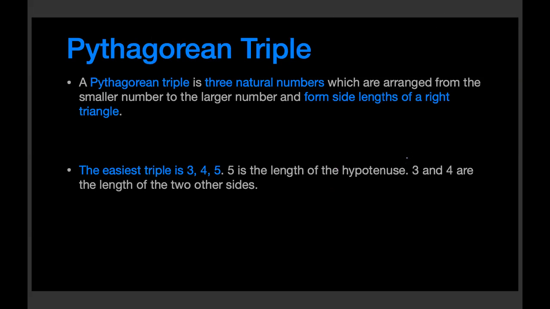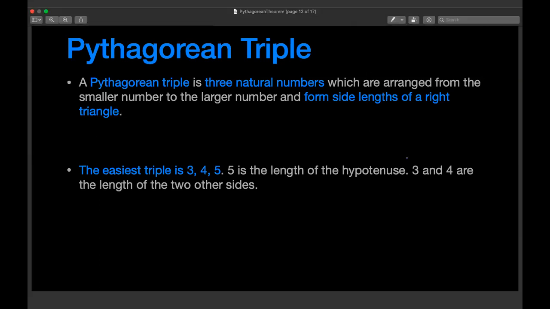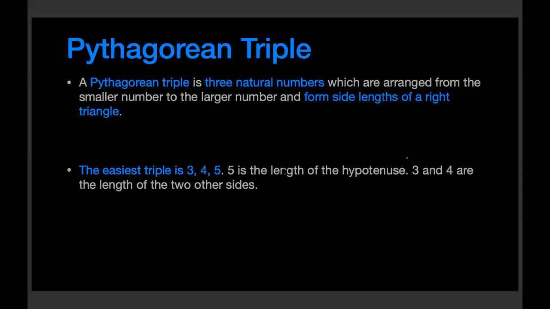So hold on. I've got part of my screen blocked by the chat, so I'm gonna move you guys over here. There we go. A Pythagorean triple is 3 natural numbers, which are arranged from the smaller number to the larger number and form the sides of a right triangle.